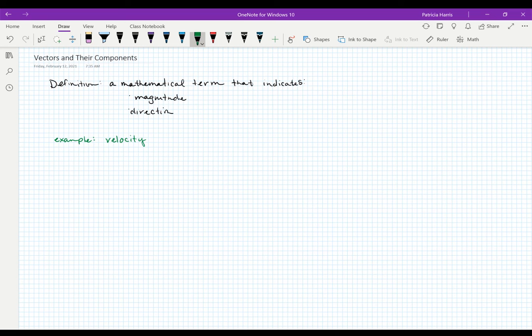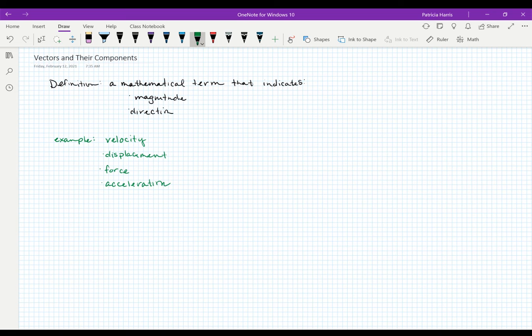Okay. Acceleration is considered a vector. Displacement is considered a vector. Force is a vector. If you're in physics, this should be exceedingly familiar.